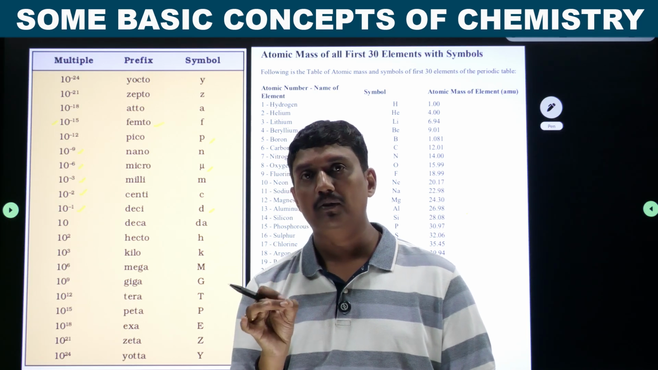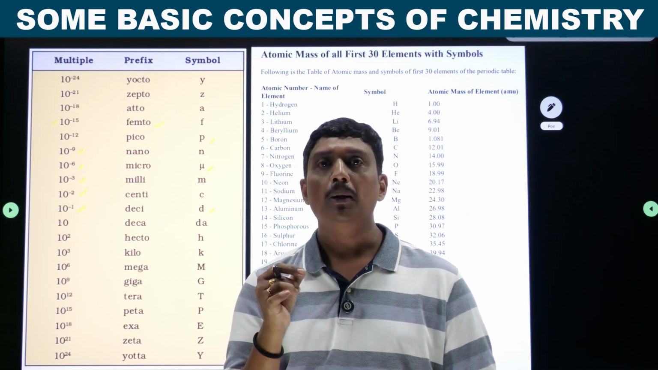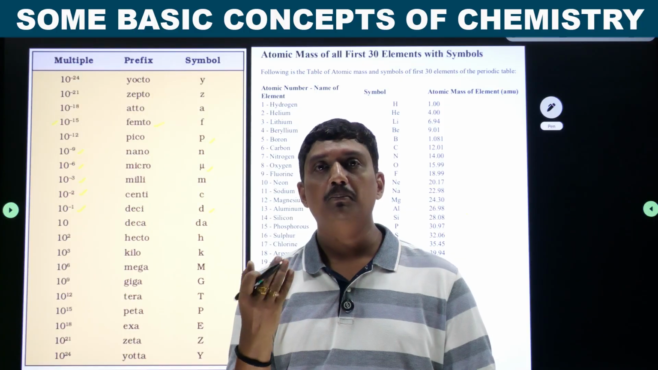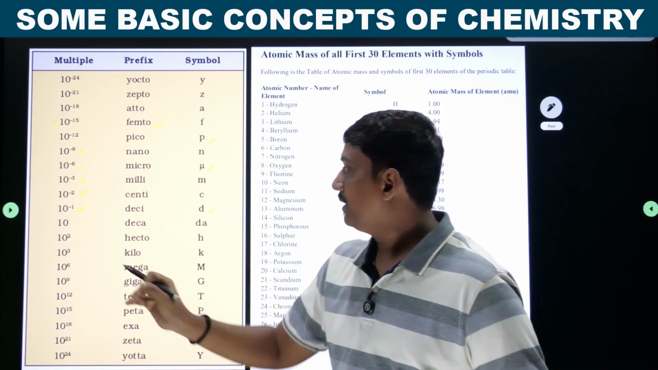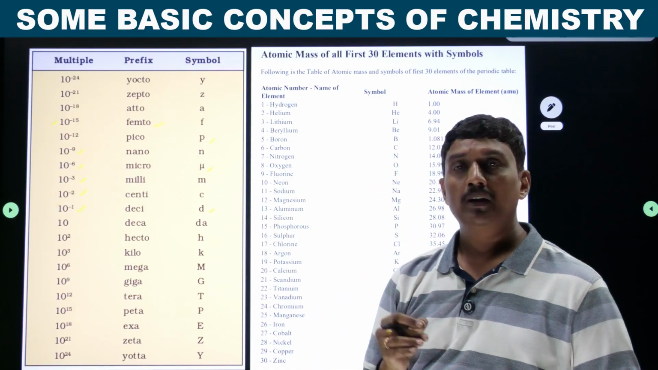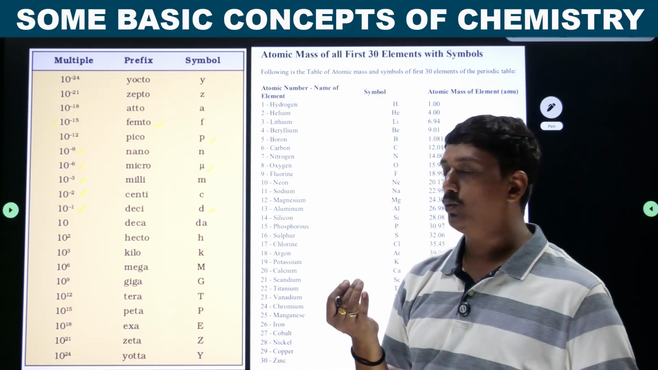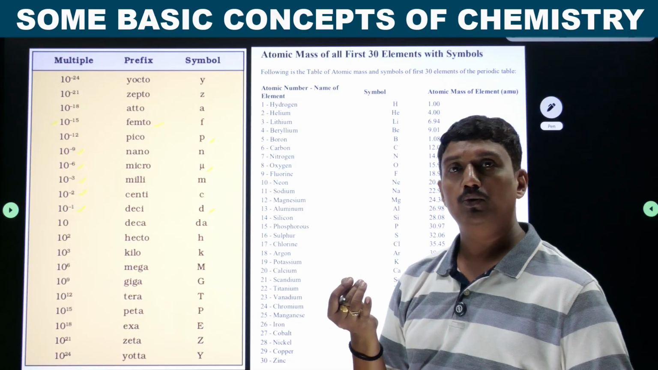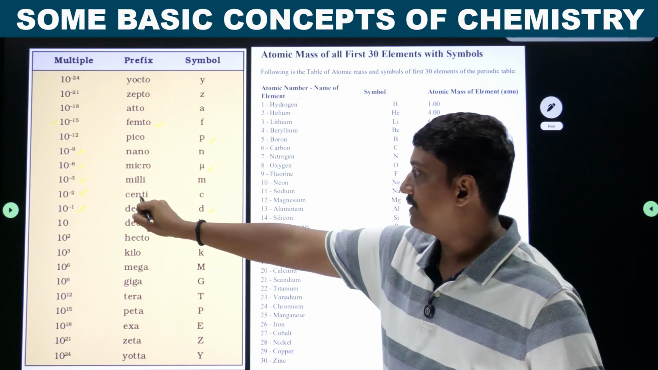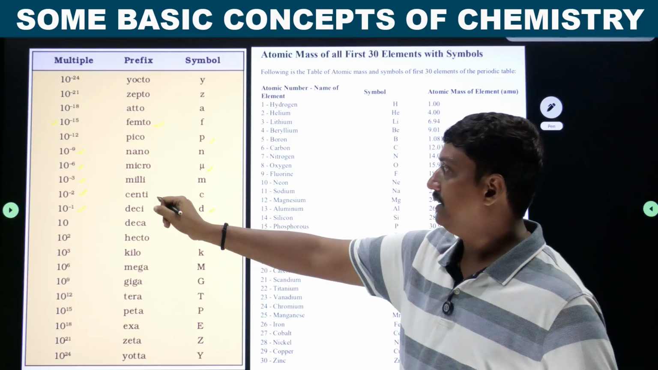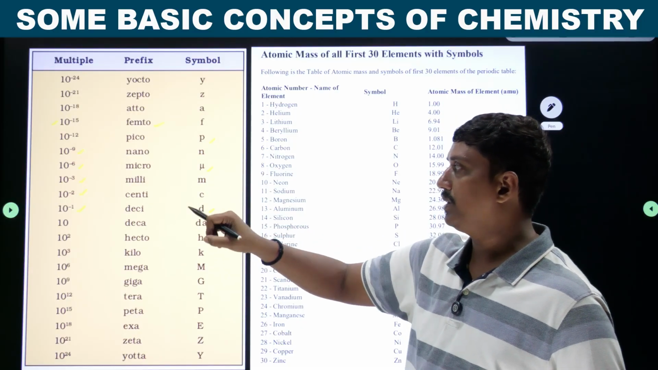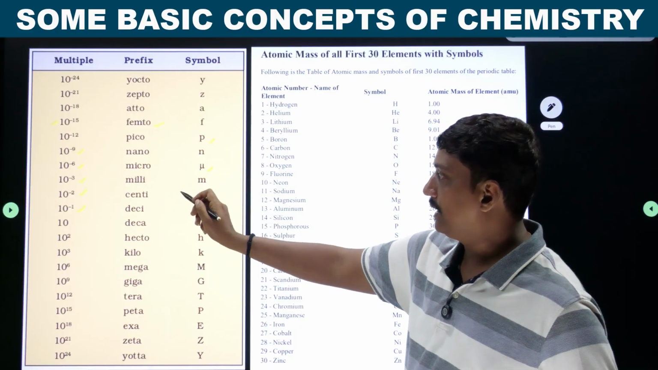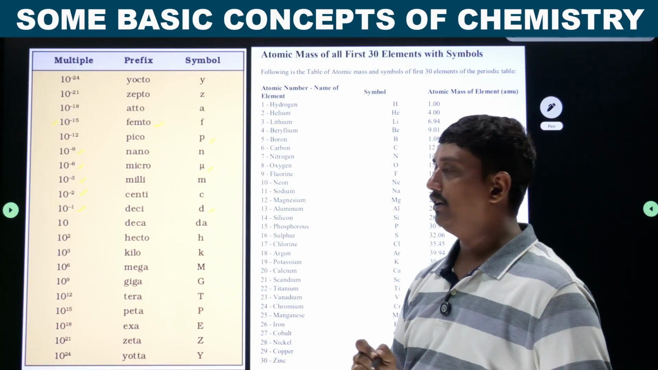0.1 is nothing but 10 to the power minus 1. If it is a meter, 10 to the power minus 1 meter can be written decimeter. 10 to the power minus 2, 0.01 is centi. Instead of 10 to the power minus 2, we can write cm, centimeter. So like this, it is very helpful in the calculation.